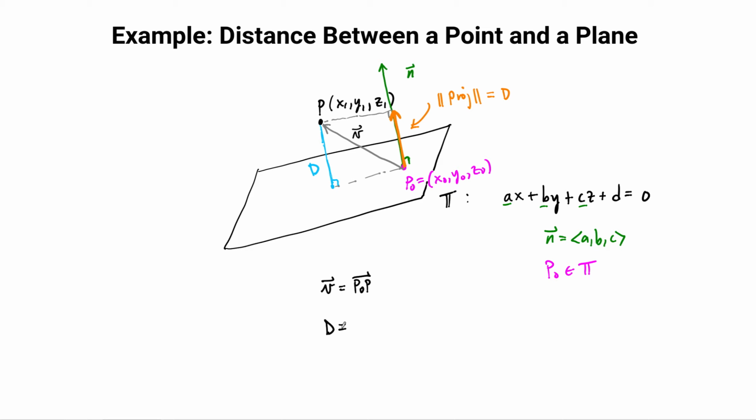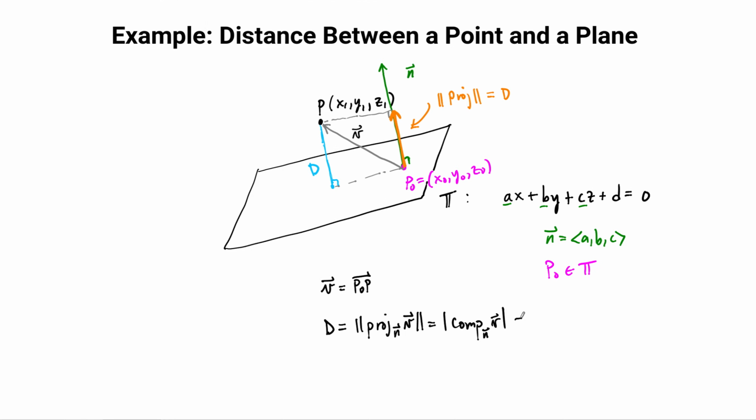So d is equal to the length of the projection of v onto n. But remember, the length of our projection is just the absolute value of our component projection. So this is another way to do it: the length of our component projection right here. This is all we have to do, and we just need to plug into our component projection.